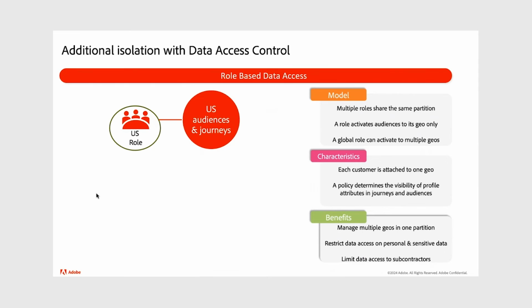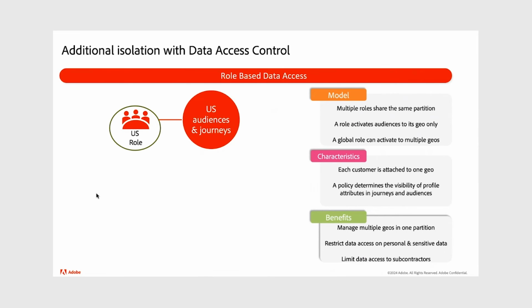And in this case, you would have multiple roles sharing the same partition, but each role will work only on a subset of data. Of course, you can build transverse roles, such as a marketing manager that will have visibility over US, EMEA, and APAC. This is also possible. But the thing to keep into consideration is that you will provide only visibility to a subset of data according to your role definition.